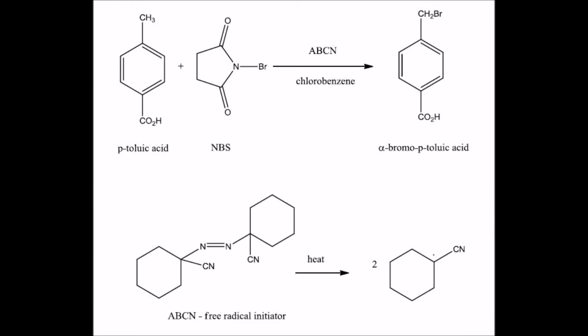Today you are going to be performing the synthesis of alpha-bromo-p-toluic acid. Free radical substitutions occur at benzylic positions because of their stability. NBS replaces hydrogen with bromine preferentially because of the stability of the free radical intermediate.